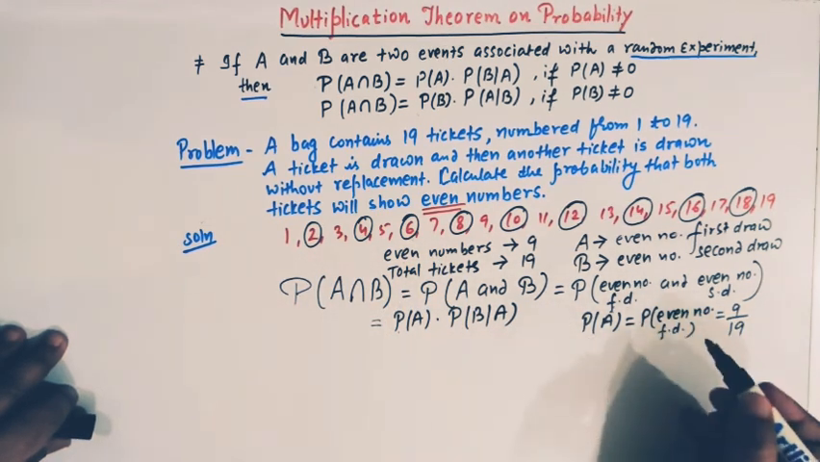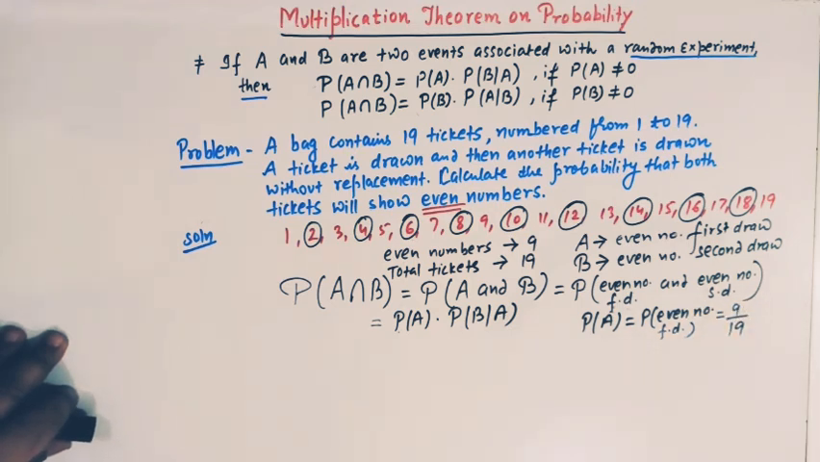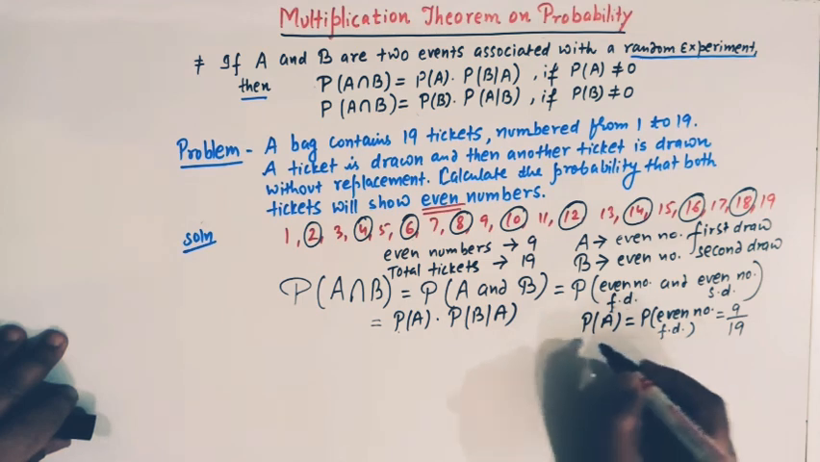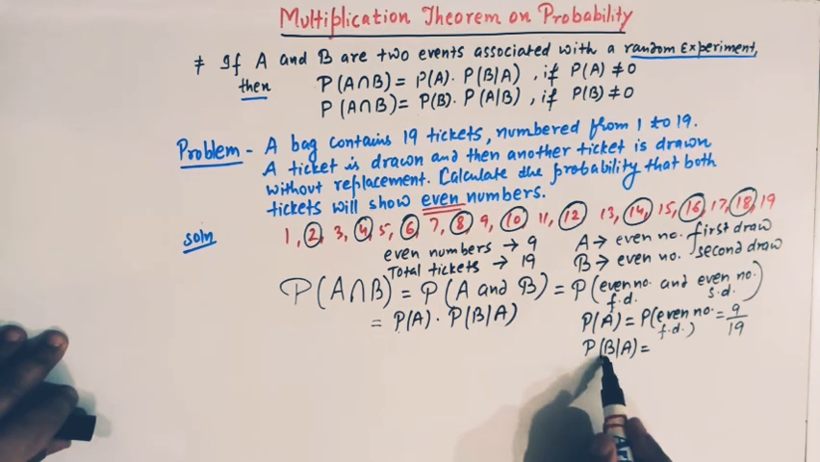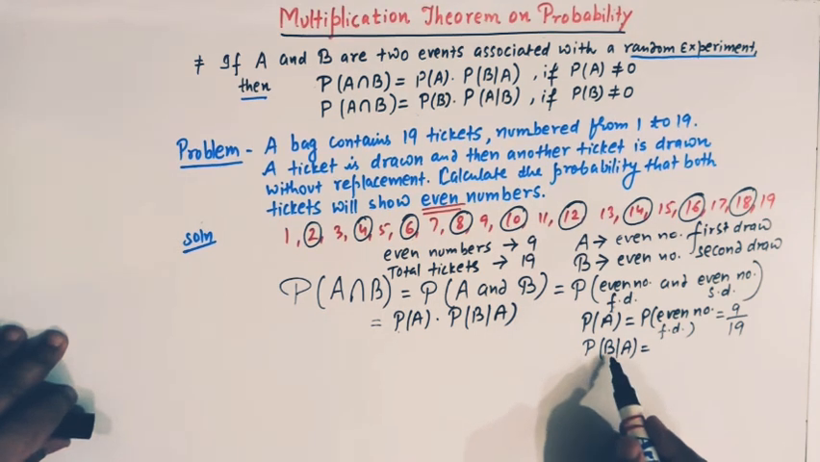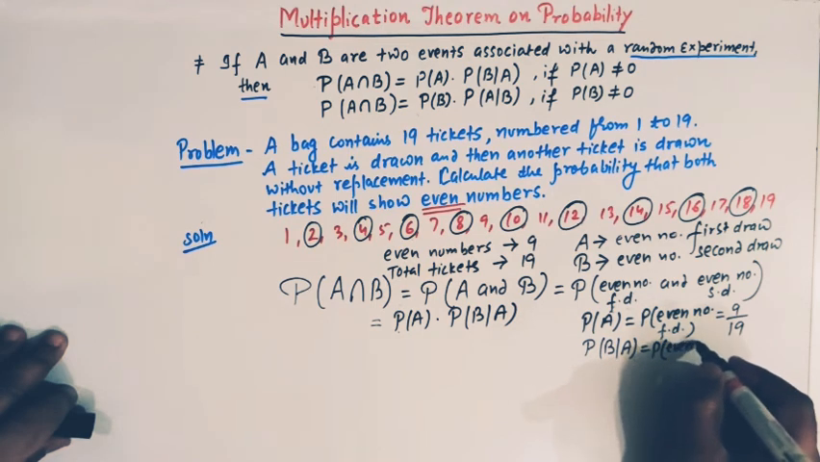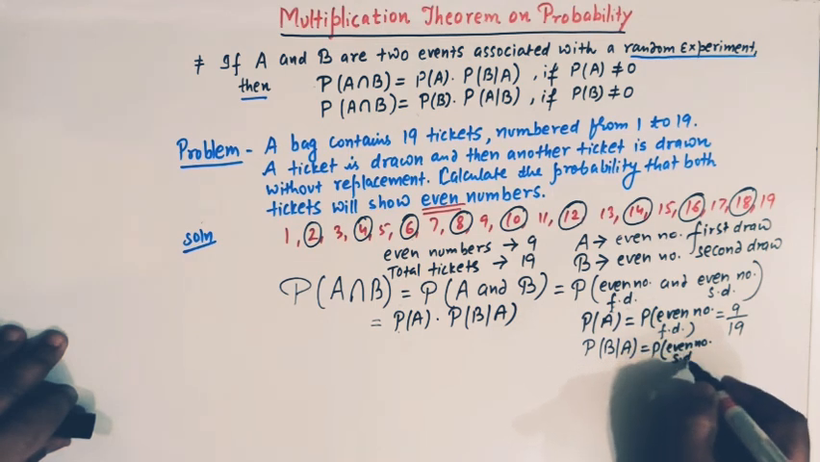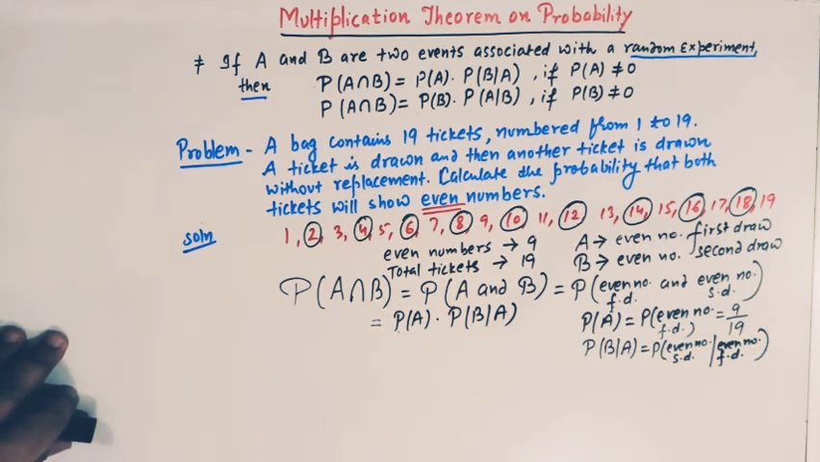So here we have applied the rule: total number of favorable cases divided by total number of cases. So we have 9 over 19. Now let us find P(B|A). It means we have to find the conditional probability of the event B when A has already happened. So it means we have to find the probability of getting an even number in the second draw when an even number in the first draw has already happened, right?